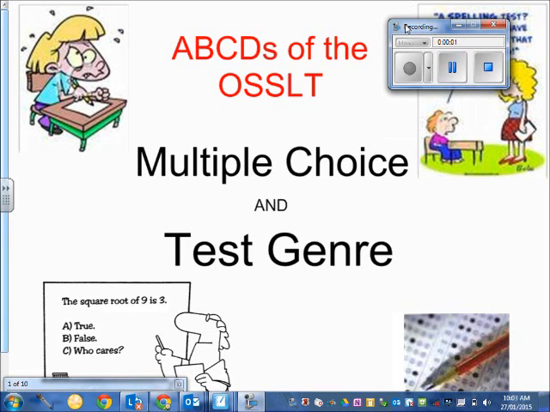This presentation is going to explain to you how to properly do multiple choice questions so you can do well on the literacy test.